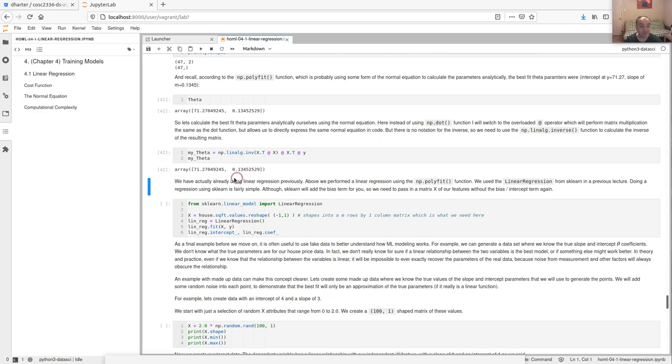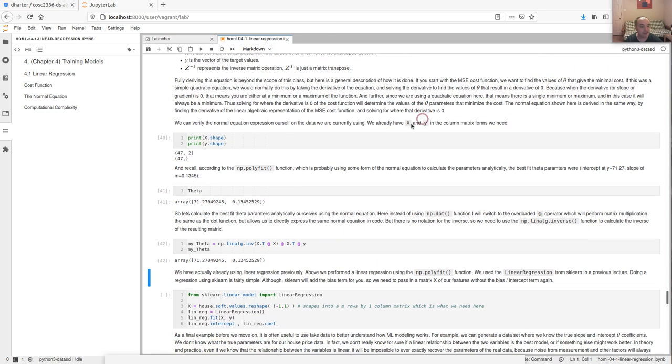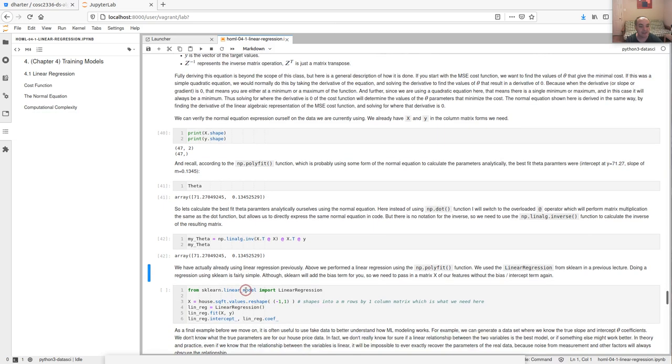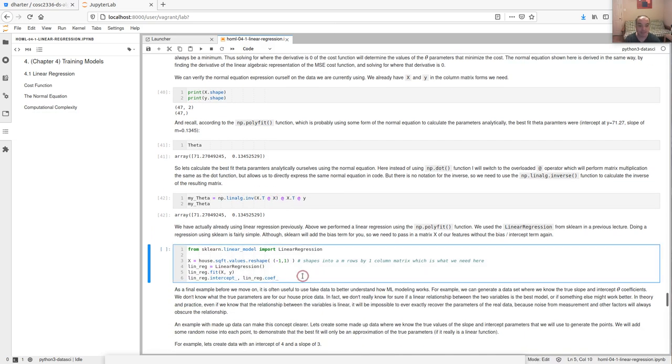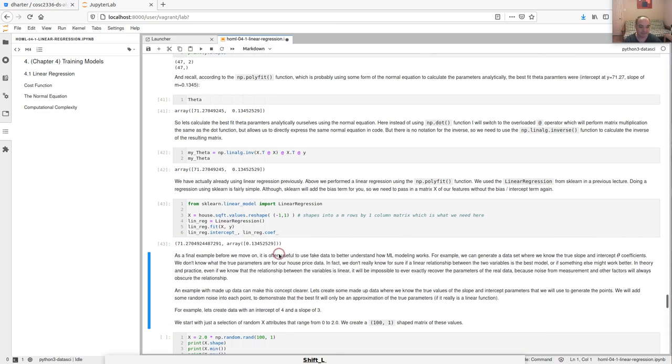But yeah, so that's linear regression. Here, we did it by hand, though, so we used the normal equation to find the best fit of our model here.